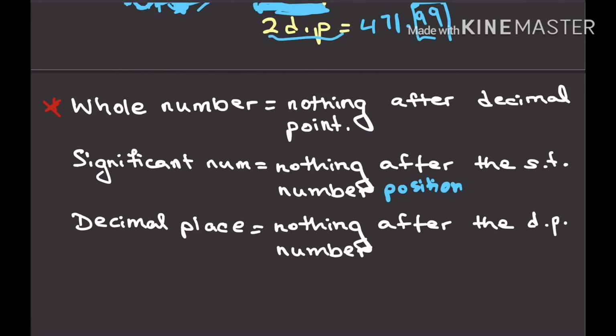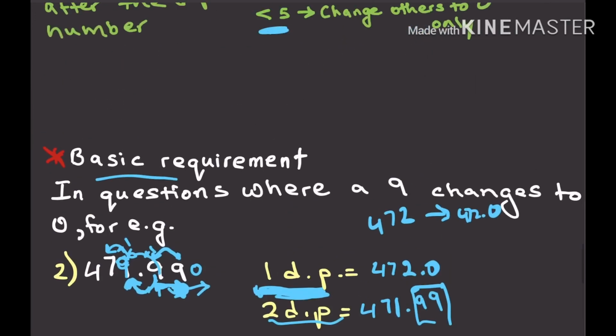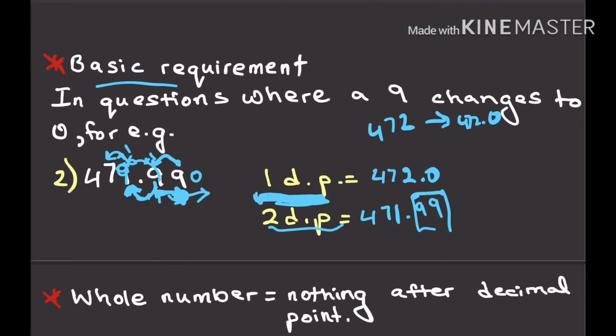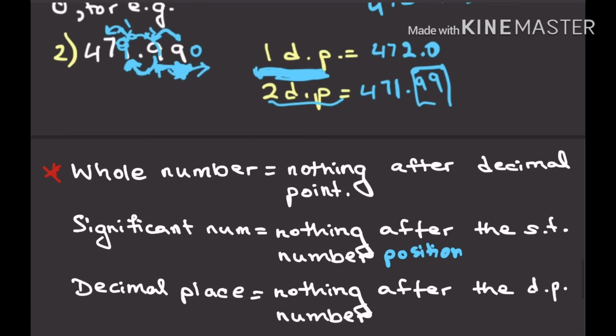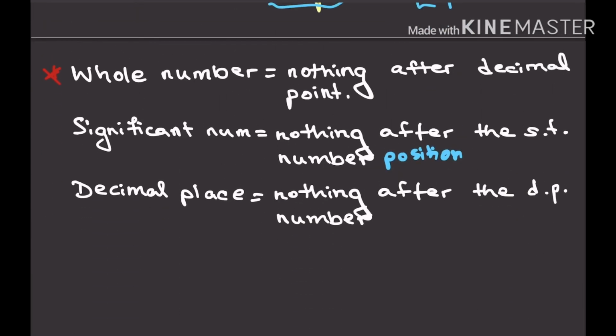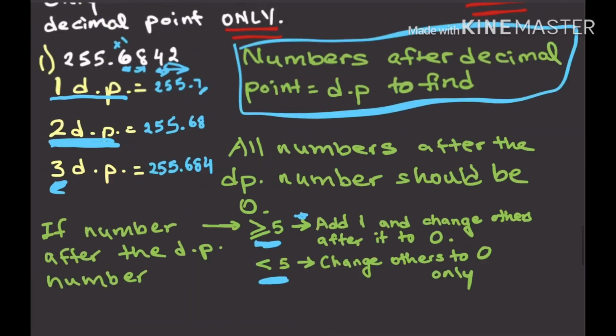Decimal place, there should be nothing after the dp number, as I explained here. So if it's 2 dp, we know that this is our dp number. 1, 2, this is our dp number. There should be nothing after it. 3 dp, so there should compulsorily be 3, nothing after it. That's how simple it is. So that's the main difference between these 3.